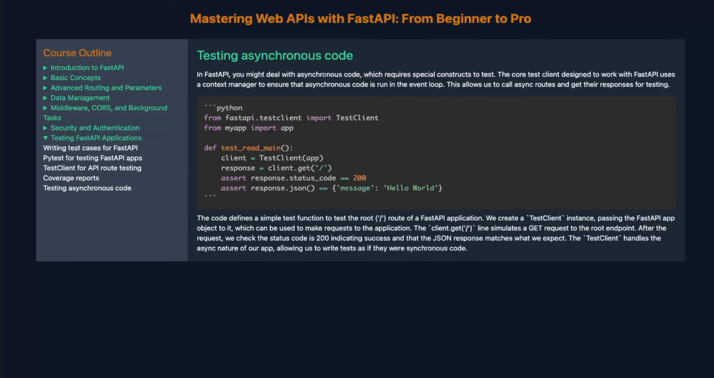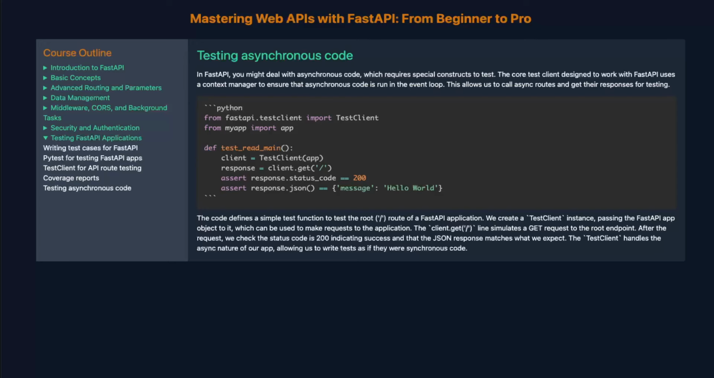The code defines a simple test function to test the route of a FastAPI application. We create a TestClient instance, passing the FastAPI app object to it, which can be used to make requests to the application. The client.get("/") line simulates a GET request to the root endpoint. After the request, we check the status code is 200, indicating success, and that the JSON response matches what we expect. The TestClient handles the async nature of our app, allowing us to write tests as if they were synchronous code.